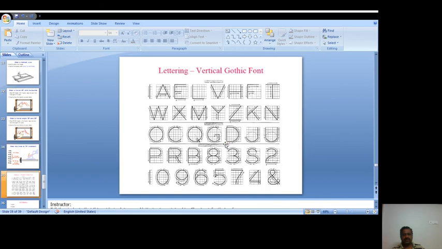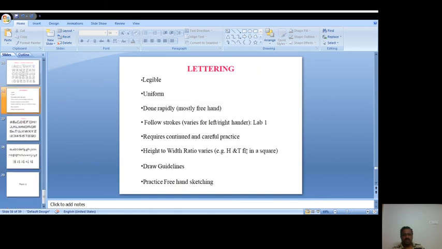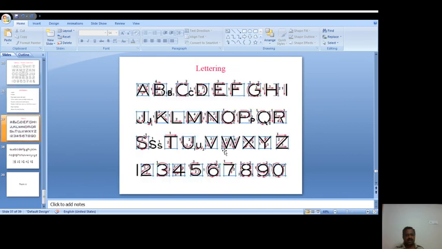You can have different kinds of lettering. It should be legible and uniform, with some strokes. It has to follow the strokes, but you have to practice carefully. It has a height to width ratio. You have some guidelines for each header line, then other titles, something like that. You can use freehand sketching also. Practice the lettering.